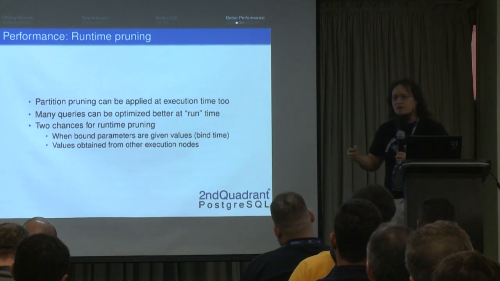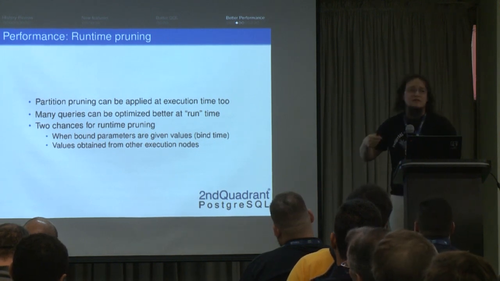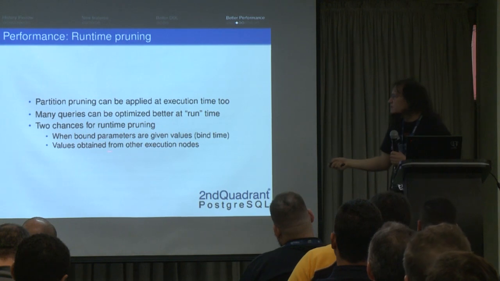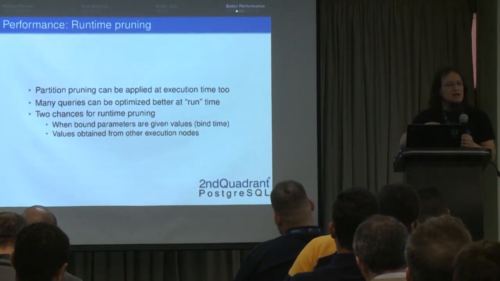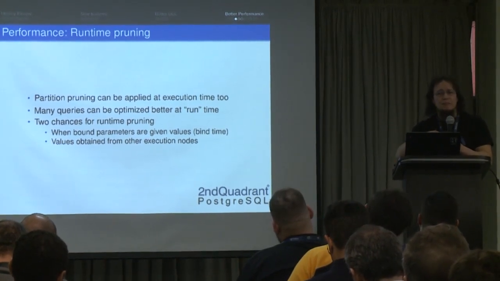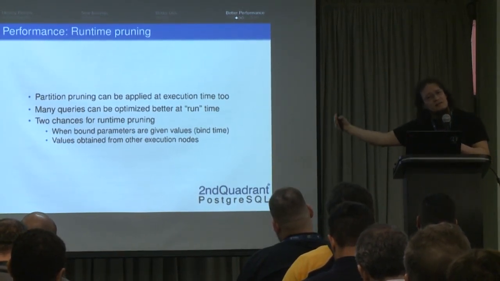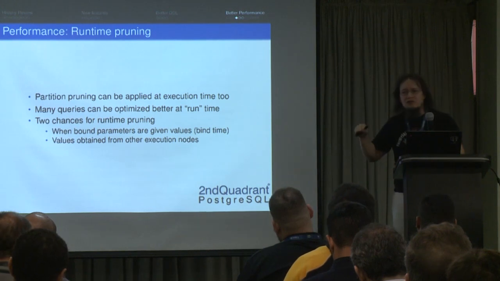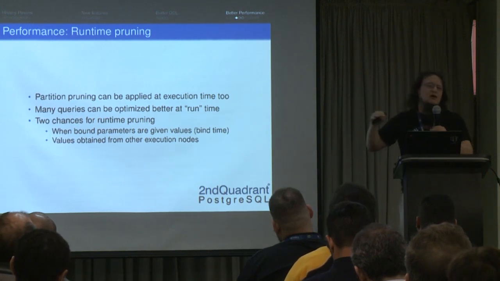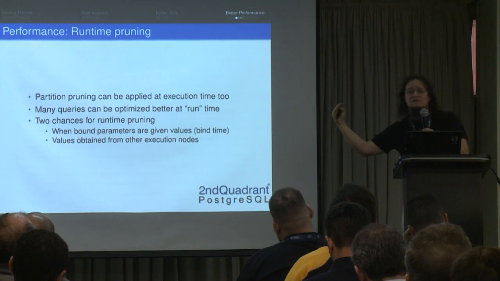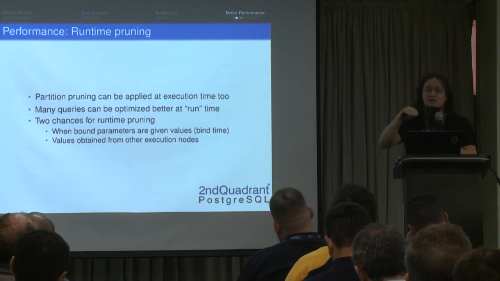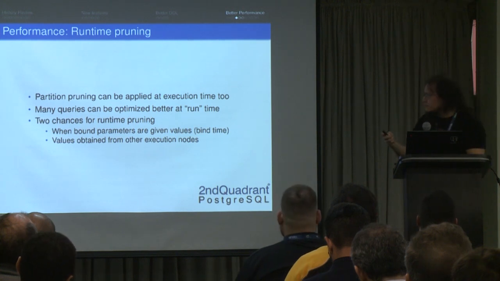It happens when the parameters are sent, and it also happens during execution when you have a scan of a partition table that is parameterized from a scan of some other table. So if you have a cross join of two tables, or some join of two tables, and you have a where clause on one table, and this produces values that are used to look up on the other table, then this is going to prune partitions too. So this is even faster.